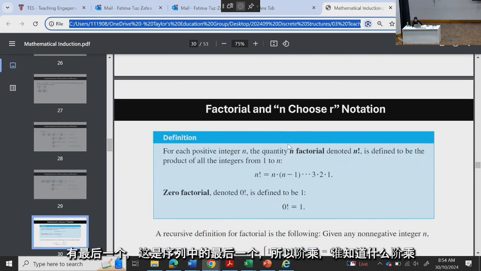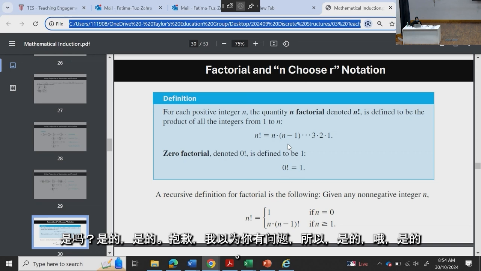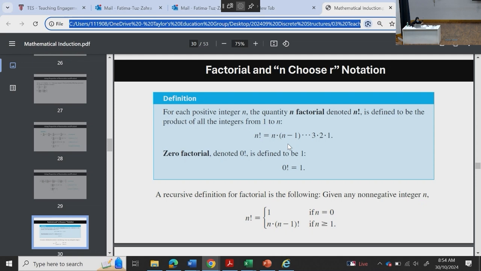After that, you have the last one. This is the last one in your sequences. So factorial. Who knows what factorial is?